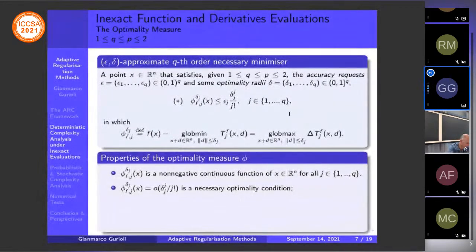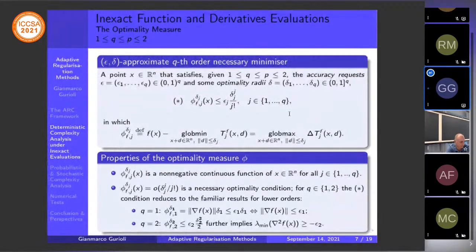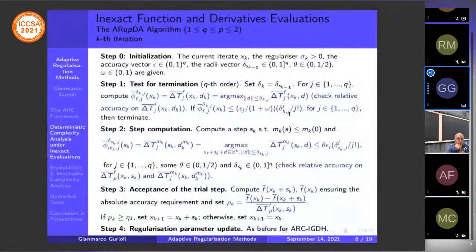Usefully, phi is a non-negative continuous function of x for all j that can be seen as a necessary optimality condition. And for lower orders 1 and 2, it's a more compact way of addressing the classical approximate first and second order optimality conditions. All these changes are reflected by the corresponding algorithm, which is the ARC-pDA algorithm, in which the next set phi on f and on the model are considered at step 1 and at step 2 for the stopping rule of the model minimization and of the algorithm, while the next set delta t p on f is considered to set the accuracies on f and on the derivatives.